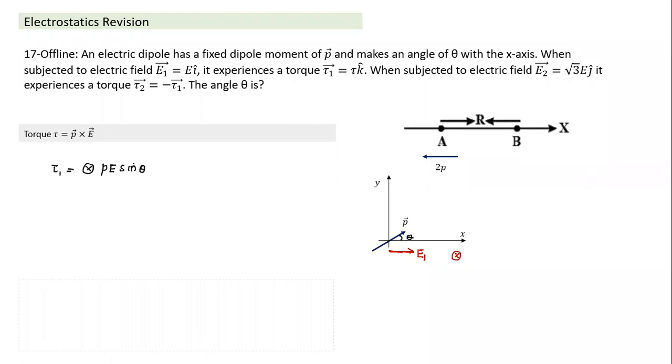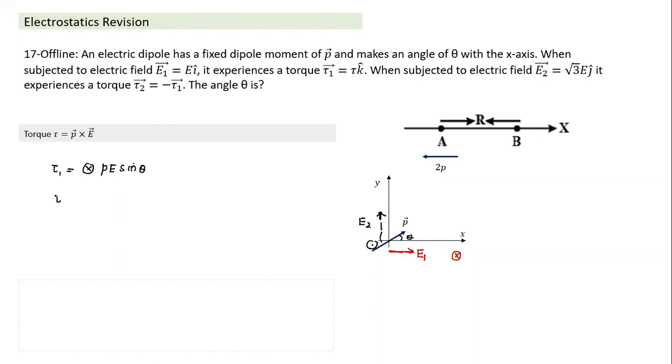How is the second one? The second field is this, the second field is like this, E2. This also will create a torque, and this will create a torque in the opposite sense. That's why the directions are given as opposite, and magnitudes are equal. So we'll just worry about the magnitude.